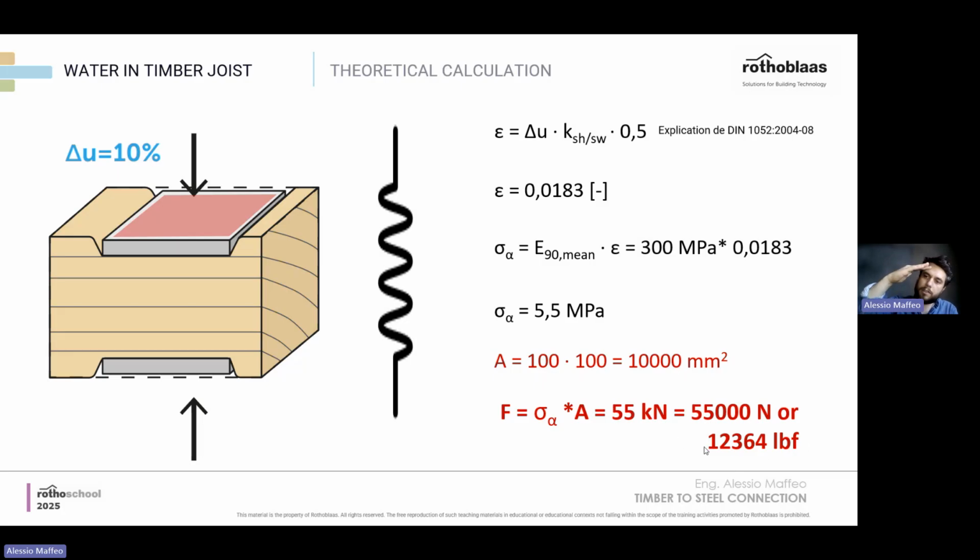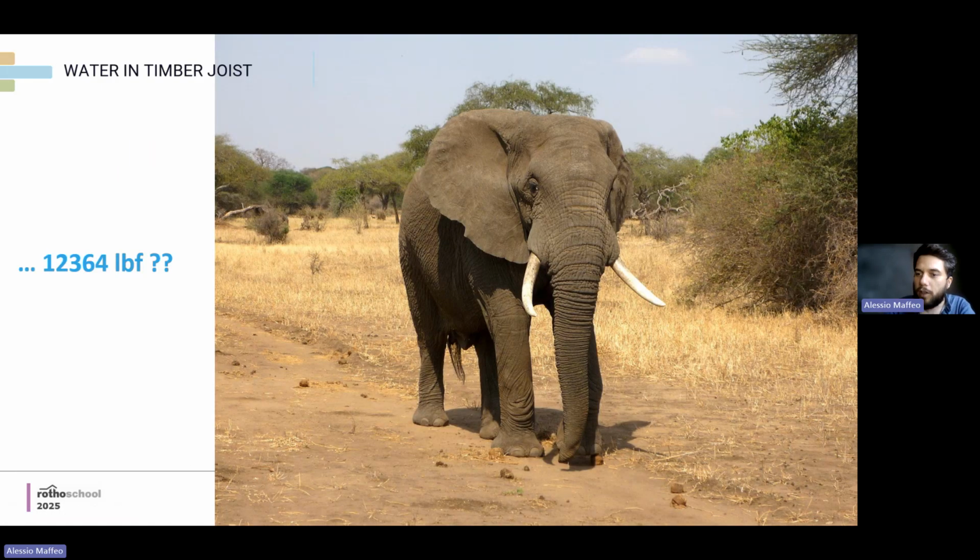So this is a sort of spring system. Basically, we find the Young modulus of the timber itself, we multiply it by the swelling, and we get around 12,000 pound force, which is surprising, right? It is more or less the weight of an elephant, or maybe the weight of 3 medium cars. So the question is, what do you think?